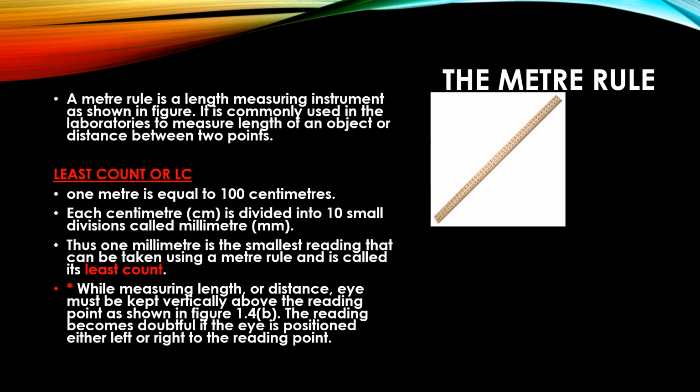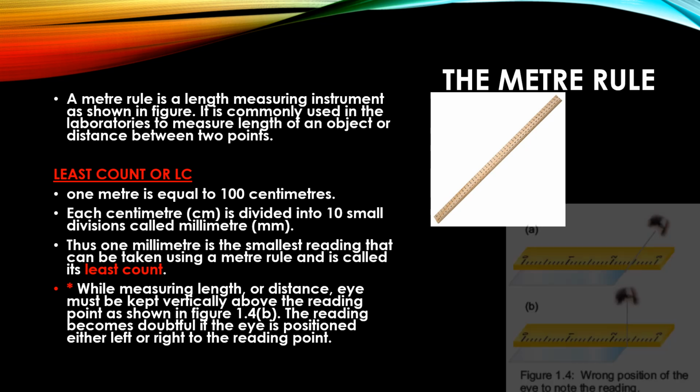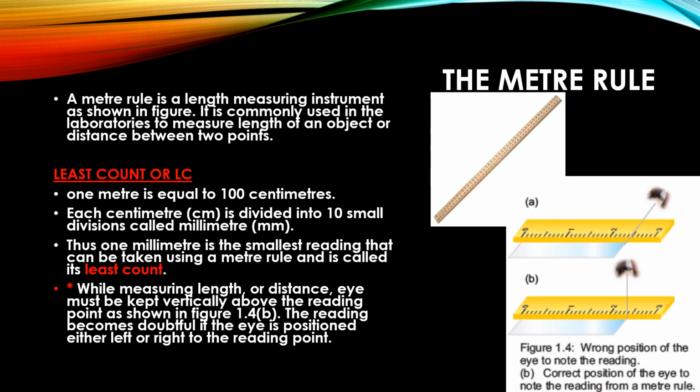While measuring the length or distance, the eye must be kept vertically above the reading point, which is shown in the figure. If our eye is not exactly in front of the reading, it will be inaccurate. So the precaution required while taking the reading is that the position of the eye must be exactly in front of the reading.